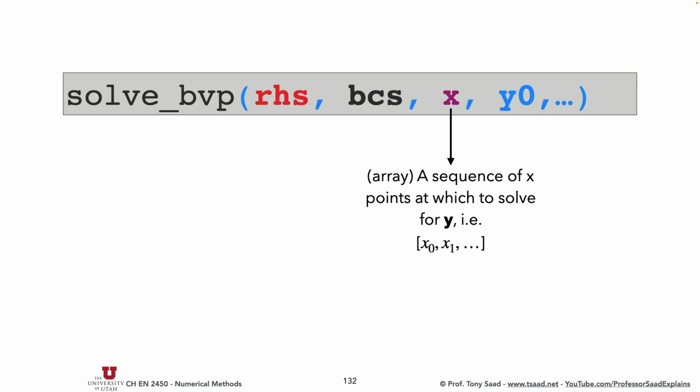Next is x, which is just the sequence of points on which you want to solve this problem. By definition, that specifies the endpoints of your domain, x from A to B. So when you specify x, this array with linspace, for example, Python figures out that the boundary condition YA is applied at this first point and YB is applied at that last point.